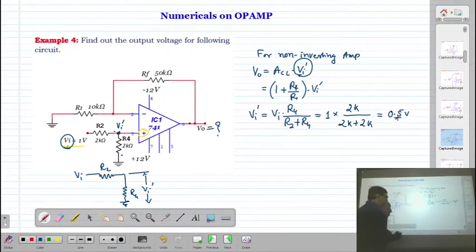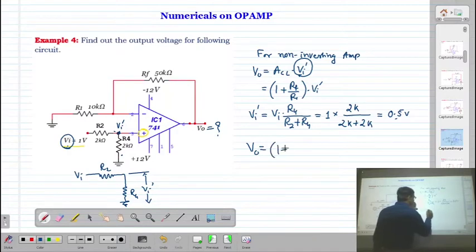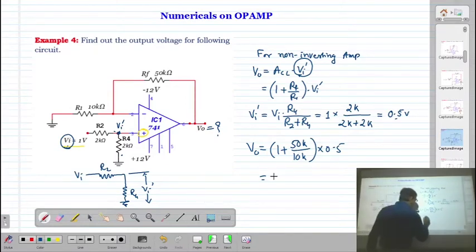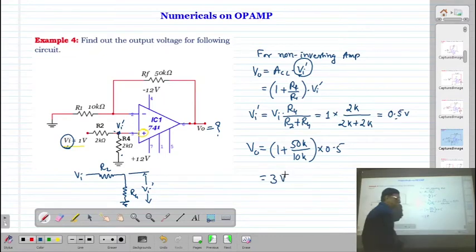Now we can calculate the output voltage. So VO will be equal to 1 plus RF, which is 50 kilo, divided by R1, which is 10 kilo, multiplied by 0.5 volt. So 50 by 10 means 5, plus 1, 6. 6 multiplied by 0.5, so the output voltage will be 3 volt.